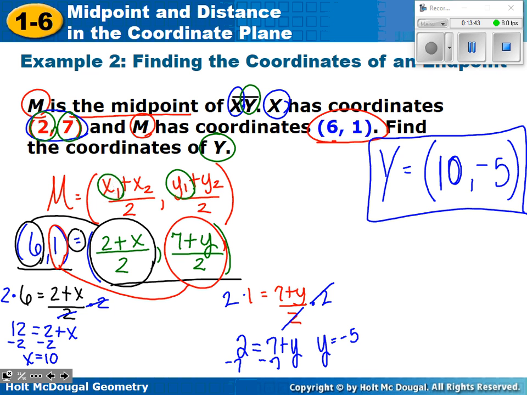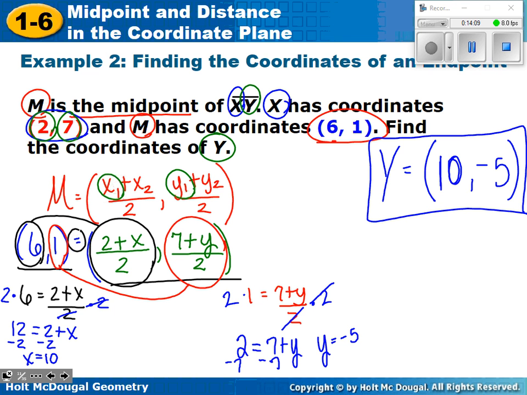And then my graph obviously isn't as perfect as yours since I hand drew it, but where does your Y land on your graph? (10, negative 5). Everybody getting 10, negative 5? Which we should, right? Because we just did it algebraically, and what did we get when we did it algebraically? 10, negative 5.